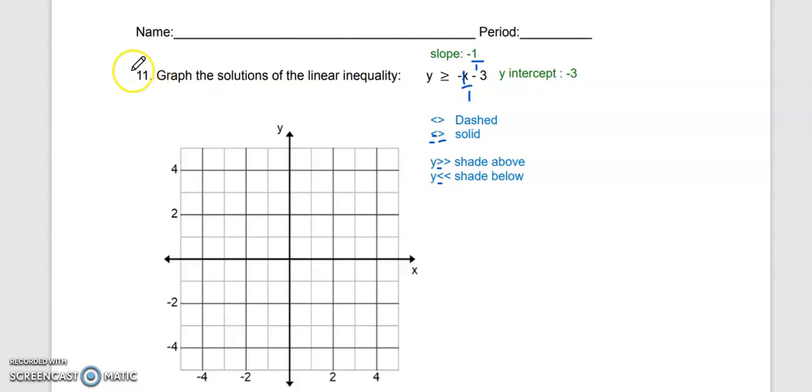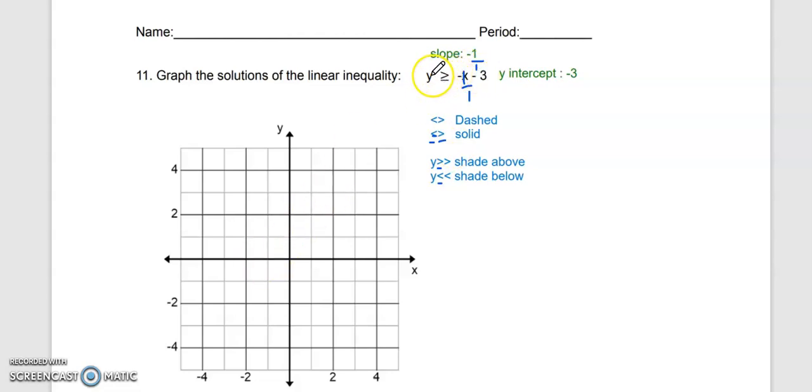All right, guys, let's look at question 11. It says, graph the solutions of the linear inequality. Looking at this equation, y is greater than or equal to negative 1x minus 3. I need to identify the key characteristics of this equation so that I can graph it.